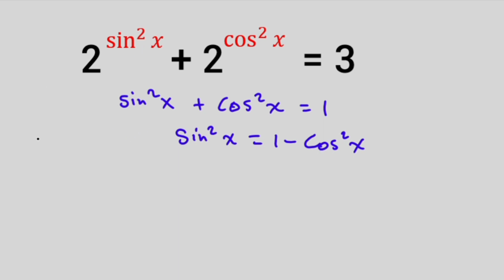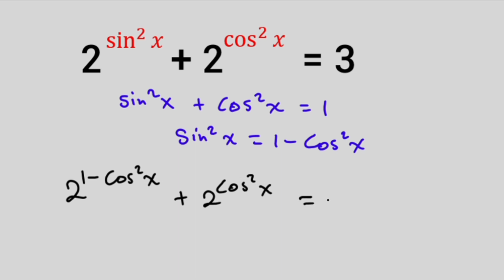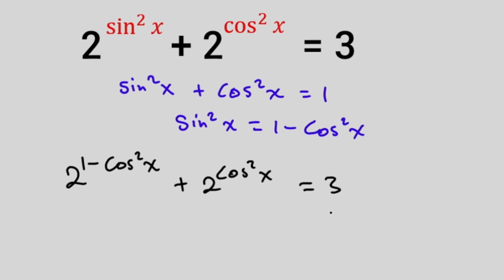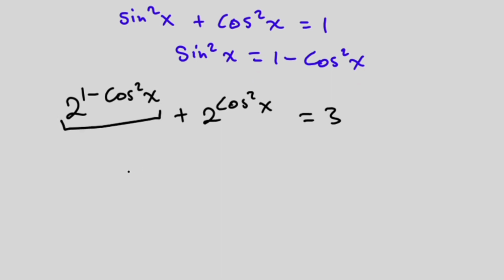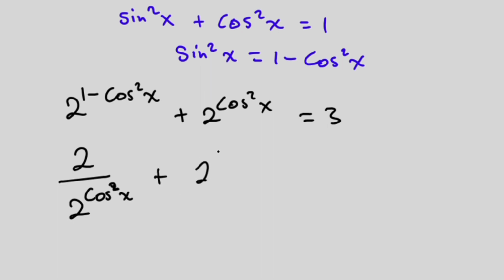The equation now becomes 2 to the power 1 minus cos squared x plus 2 to the power cos squared x is equal to 3. And from here, we can rewrite this as 2 to the power 1, which is still 2, divided by 2 to the power cos squared x, plus this one, we have 2 to the power cos squared x is equal to 3.